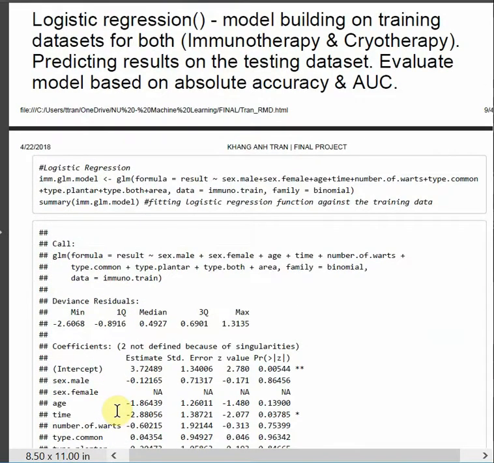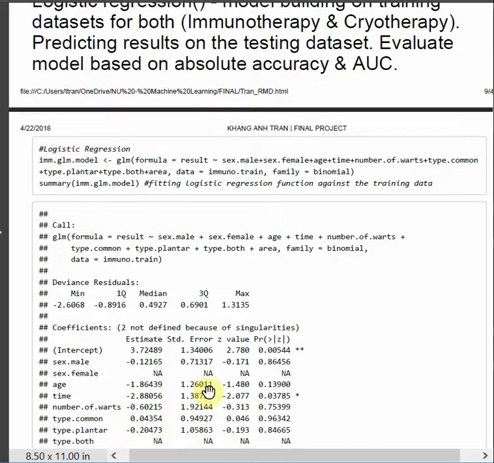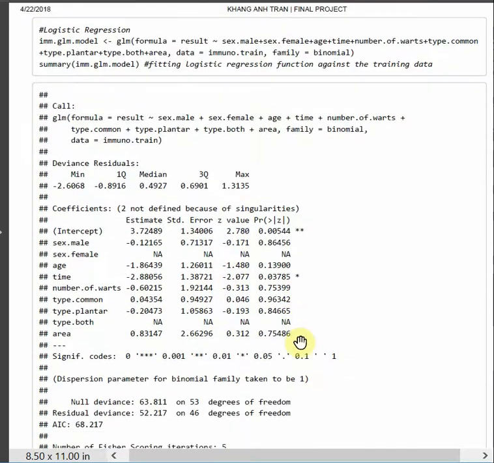Next, the model I used was a logistic regression model built on the immunotherapy and cryotherapy training datasets. I then predicted the results on the corresponding testing datasets, and evaluated the model based on absolute accuracy and AUC accuracy. First, I ran logistic regression on the immunotherapy training dataset. I used all parameters, but not all were significant in terms of p-value.